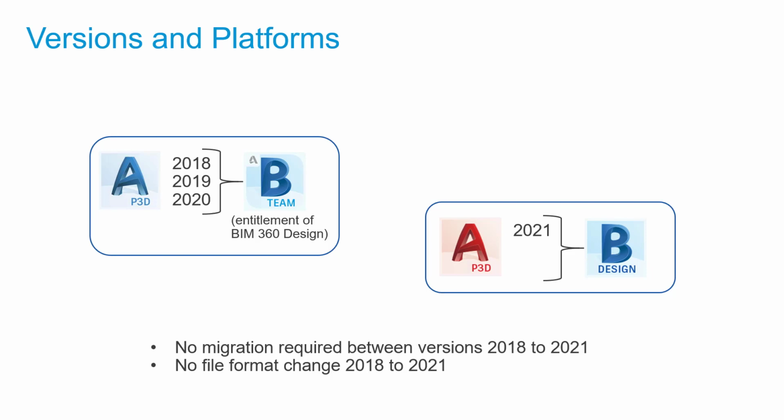While we're here, we just have a quick note that there is no migration required between version 2018 all the way through to 2021. So you can open a 2018 project in version 2021, and you will not get that usual migration prompt. You can open and edit it without any issues. And additionally, there's also no file format change between all those versions as well.